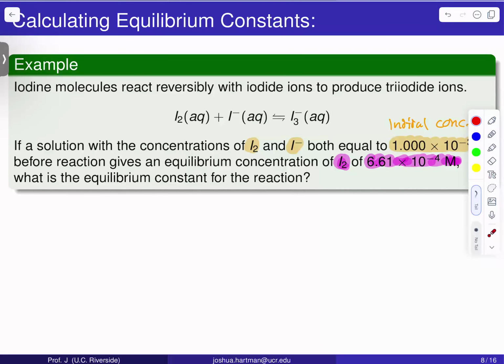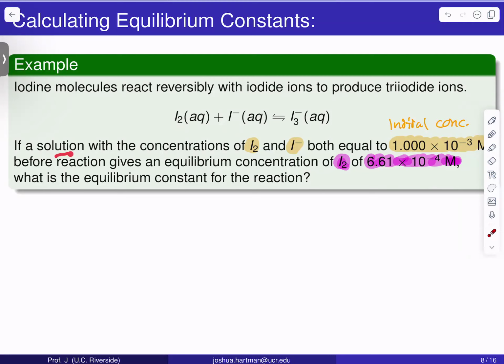So let's go ahead and see how we can use this concept, the ICE table, to solve a problem for us. So in this problem, we're going to be looking at a reaction wherein I2 and iodide react to form I3 minus. This is occurring in an aqueous solution.